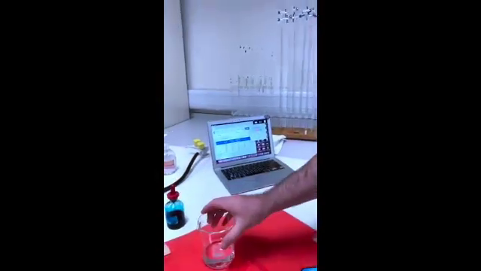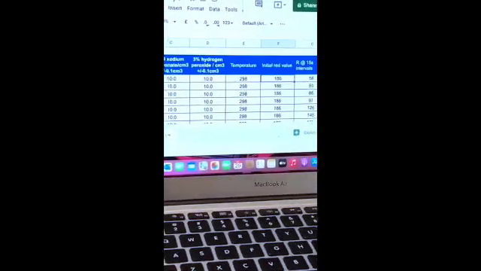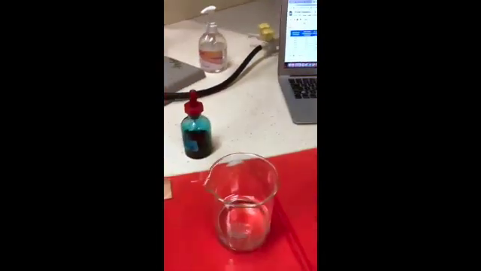So in here, as you can see from the spreadsheet, I have 100 cm cubed of water, 10 cm cubed of sodium carbonate, 10 cm cubed of hydrogen peroxide, at a temperature of 298K, and I've got the initial red value of 186. Now that'll be slightly different to what I get now. But if we can just focus onto the camera here.